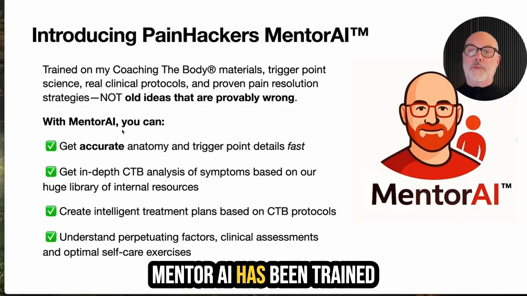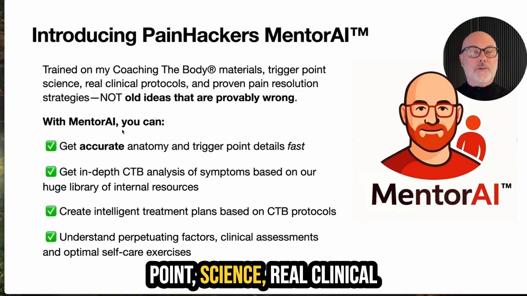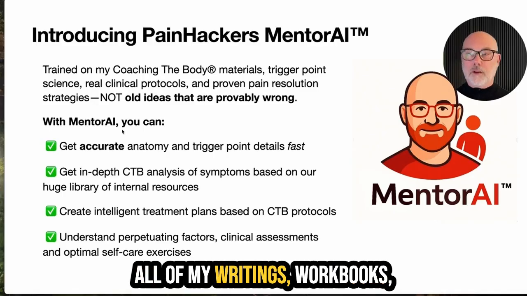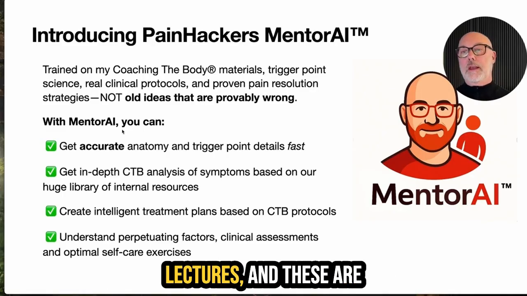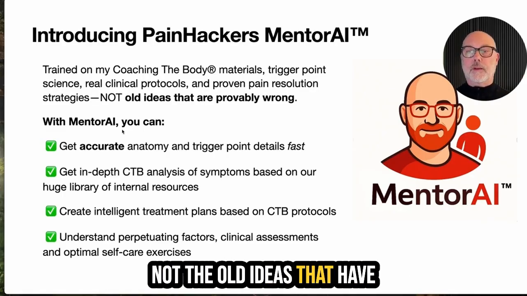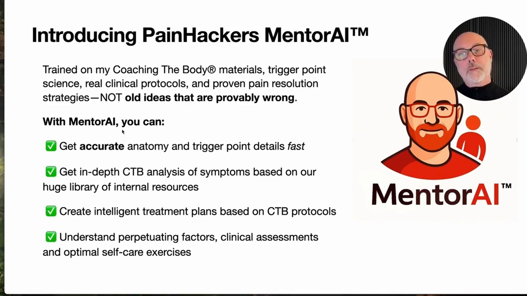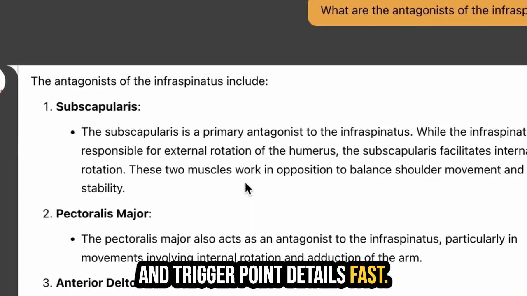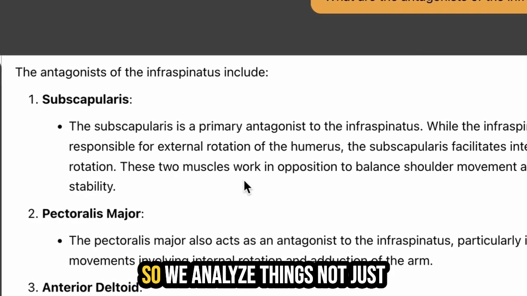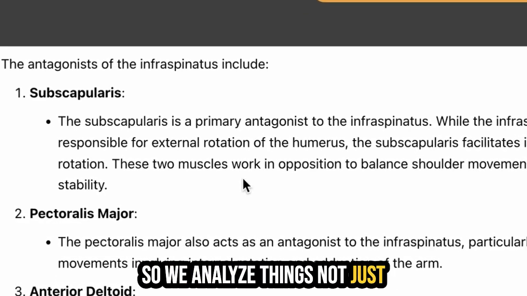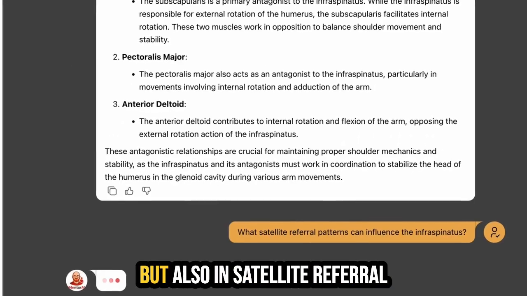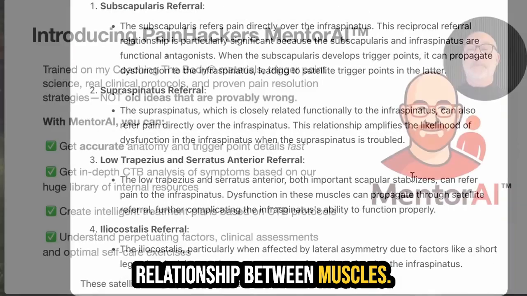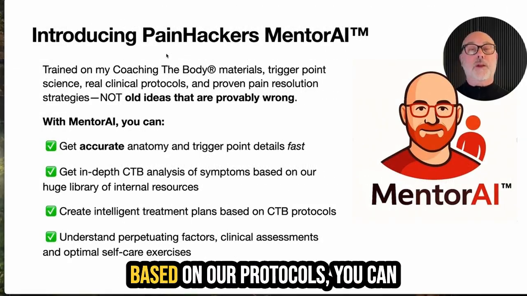Mentor AI has been trained on our materials, trigger point science, real clinical protocols, hundreds of courses, all of my writings, workbooks, lectures, and these are not the old ideas that have been proven to be wrong. So with Mentor AI, you can get accurate functional anatomy and trigger point details fast. You'll get in-depth CTB analysis. So we analyze things not just based on immediate referral, but also on satellite referral and networks of functional relationship between muscles. You can create treatment plans based on our protocols.